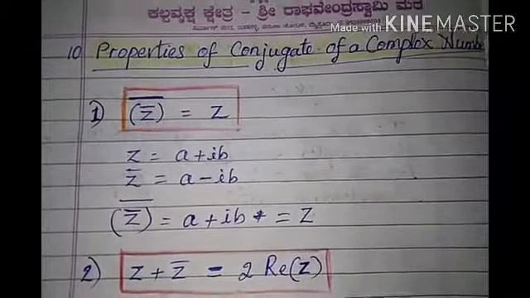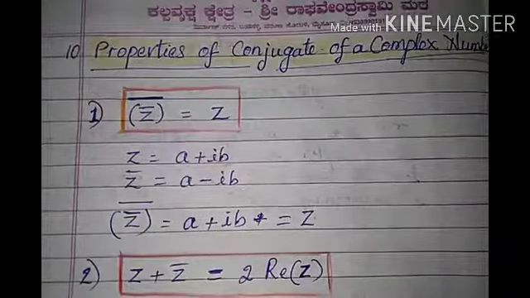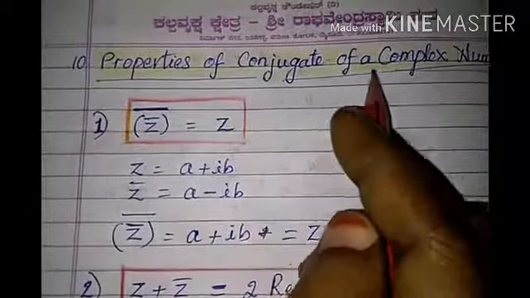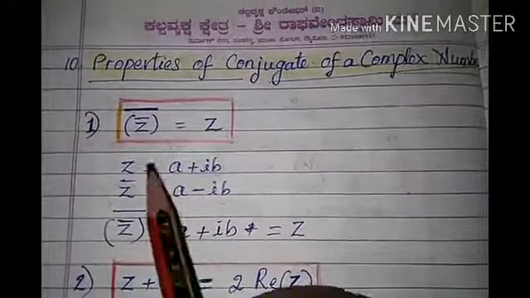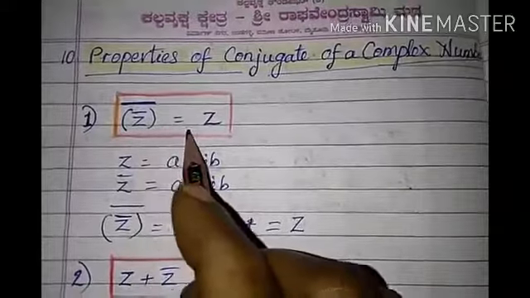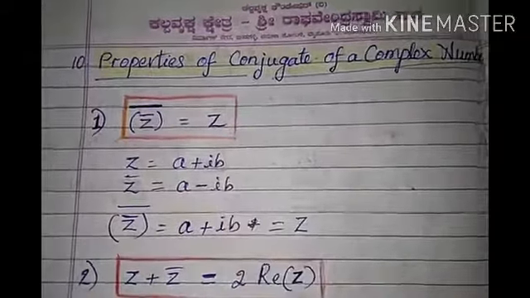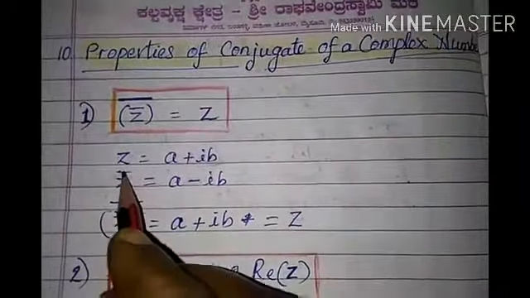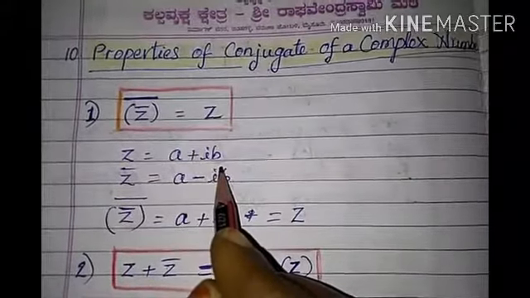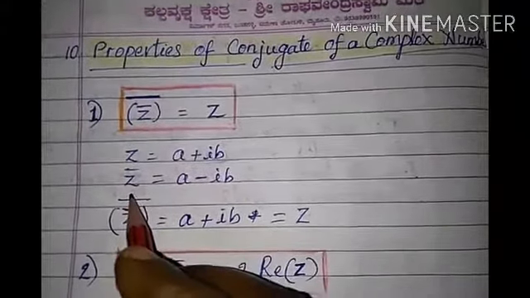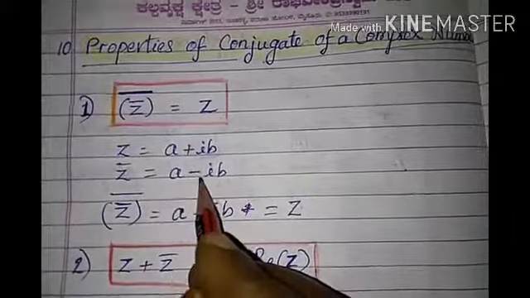Good morning, students. Today we are going to discuss properties of the conjugate of a complex number. The first one is: double conjugate of z equals z. Let z equal a plus ib be a complex number. Then conjugate of z equals a minus ib.